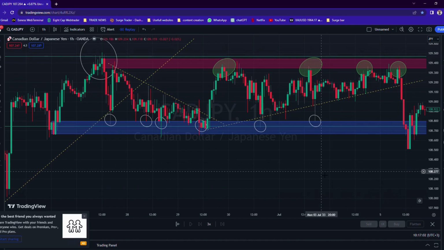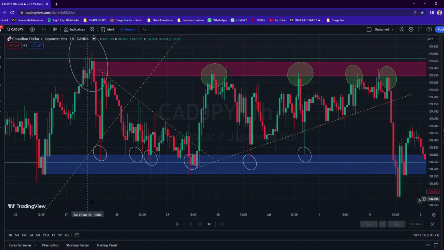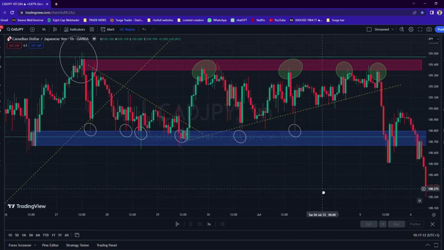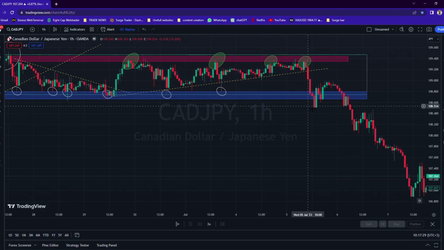Right there. So this range took a very good 10 days on CAD JPY. It was running during the end of June and the first week of July. So there was no new high being created, so this became resistance, resistance, resistance, resistance, and eventually a trend line was being created. It was broken to the downside, as you can see.